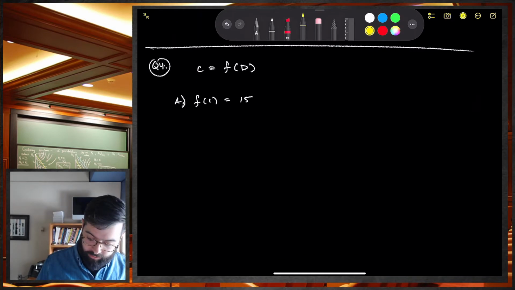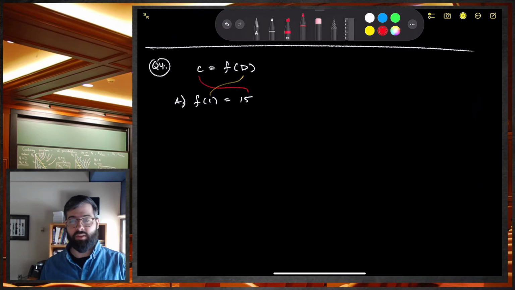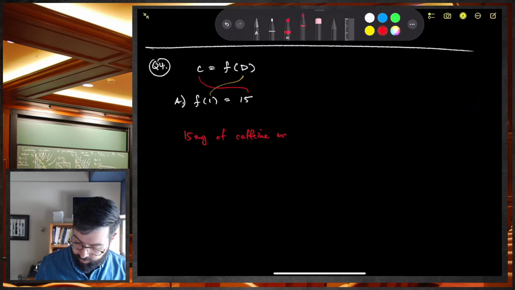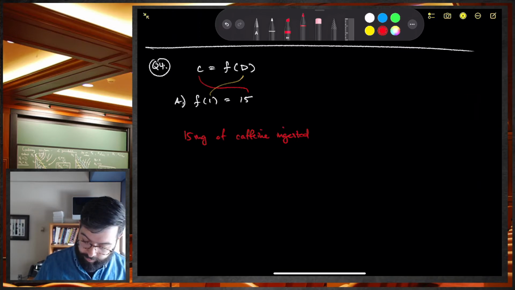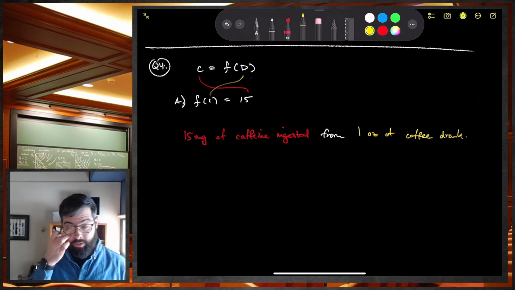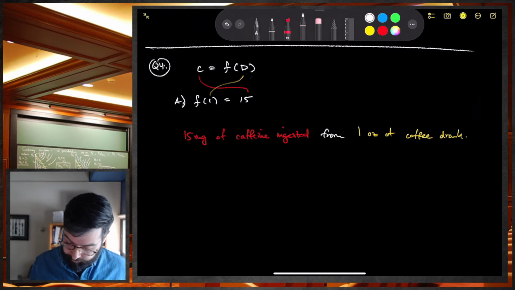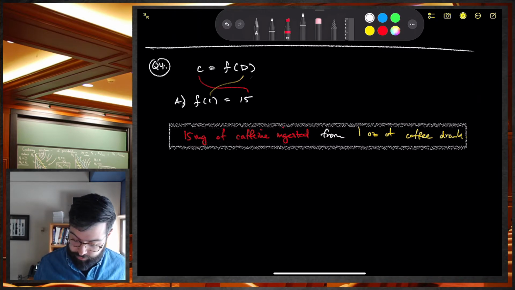And so this means that, all right, D must be equal to 1. 15 must be equal to C. C is the caffeine, so that's 15 milligrams of caffeine ingested from 1 ounce of coffee drank. Okay, there's probably an easier way to say that, less clunky, but that's good enough. So you could say from drinking 1 ounce of coffee, 15 milligrams of caffeine would be ingested.